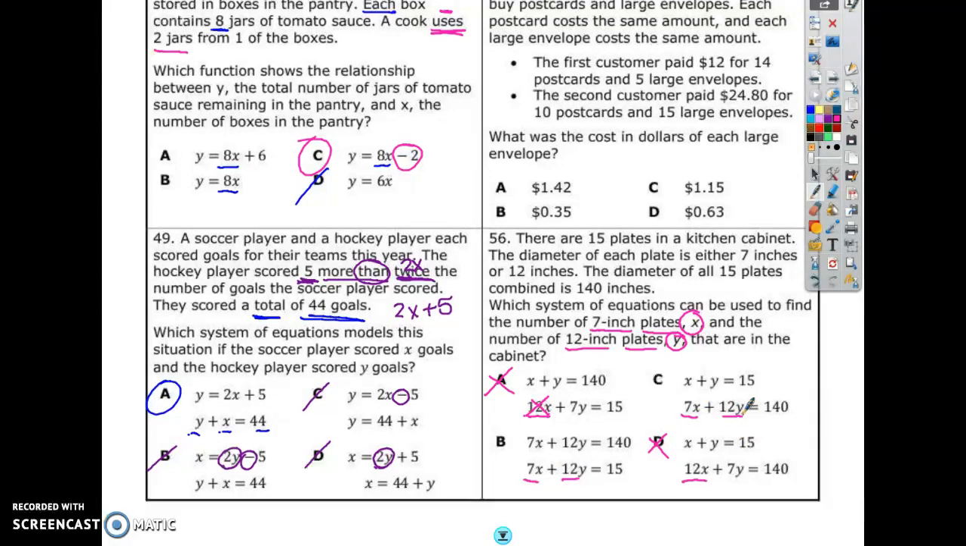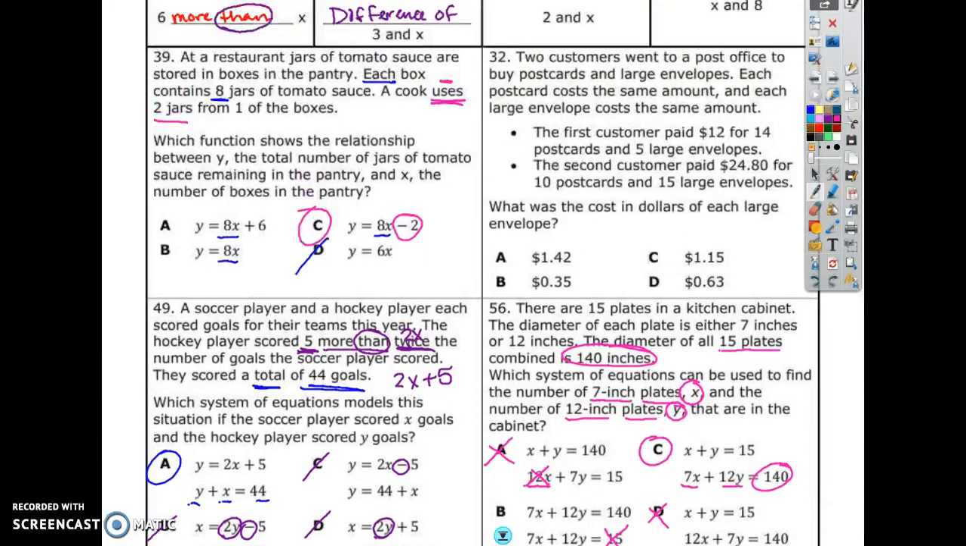But it's talking about inches, right? So this is inches, this is inches. This has to be inches. So which one is talking about inches? 140 inches, not 15 inches. Okay, 15 is the plates. So the answer is C.